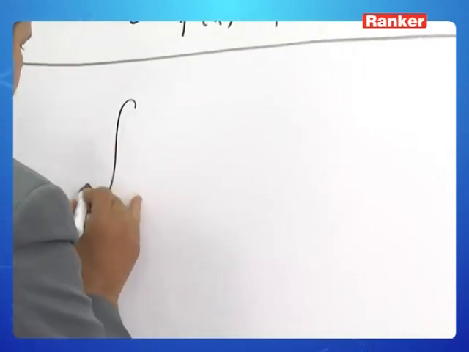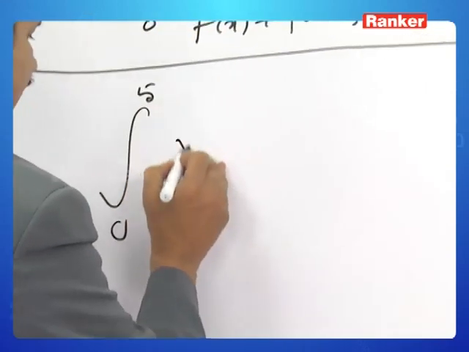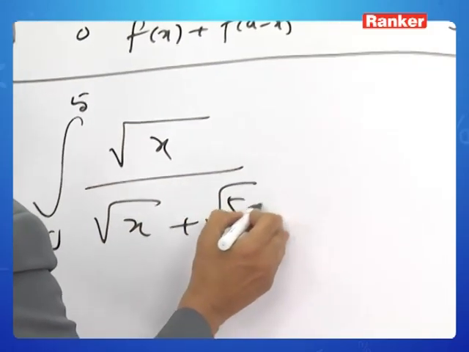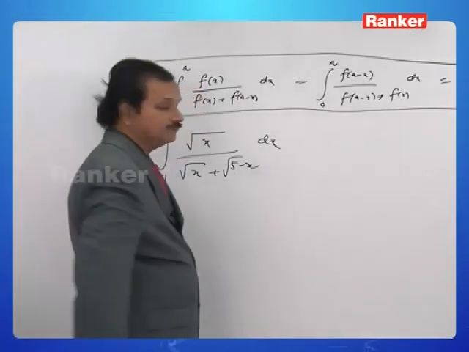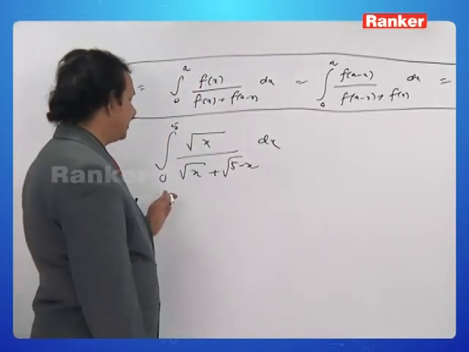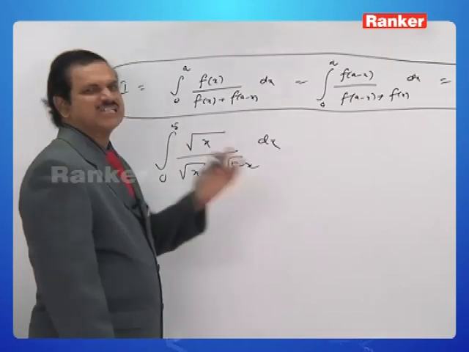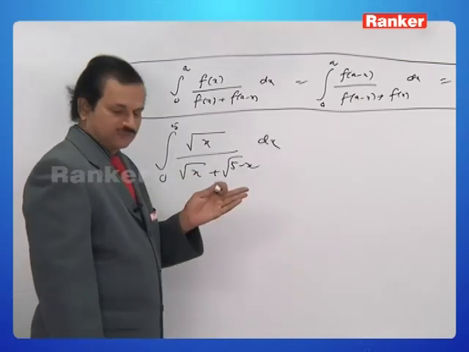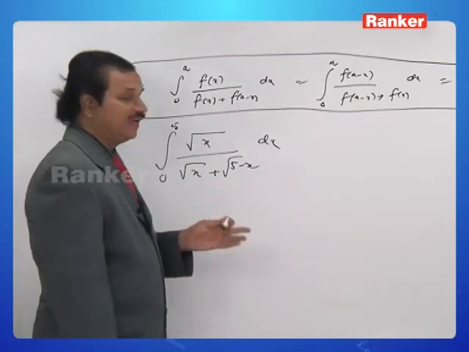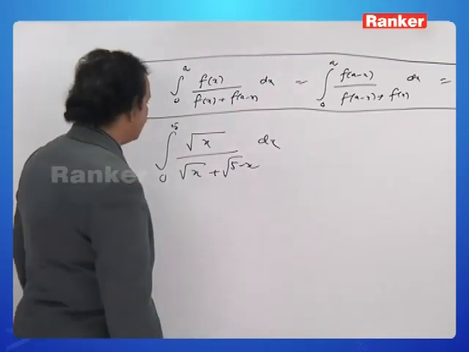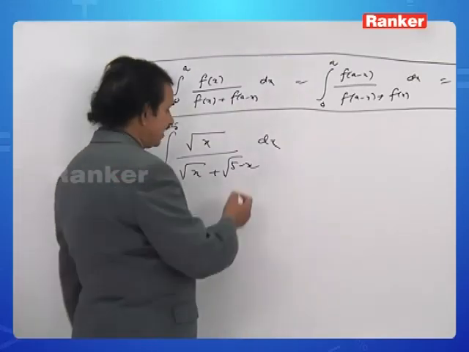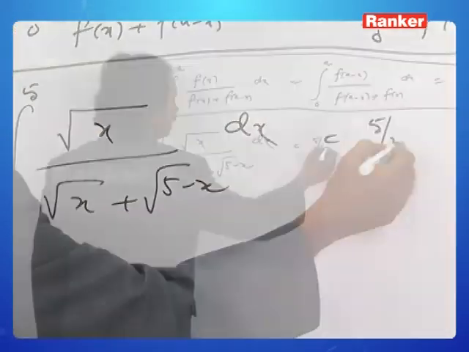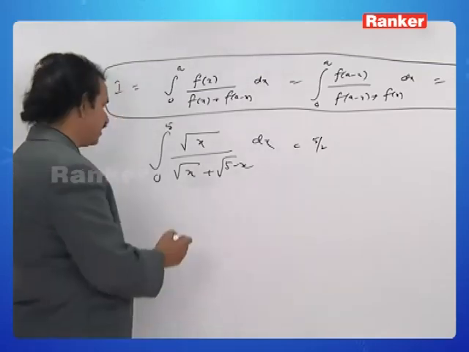Answer it. Integral 0 to 5 root x by root x plus root 5 minus x. As this is a problem in definite integrals, we just read the answer as 5 by 2. Otherwise, it will be a tedious job. Of course, not very difficult, but not so easy in indefinite integration. F of x is root x. F of a minus x is root 5 minus x. According to that result, the answer is 5 by 2.